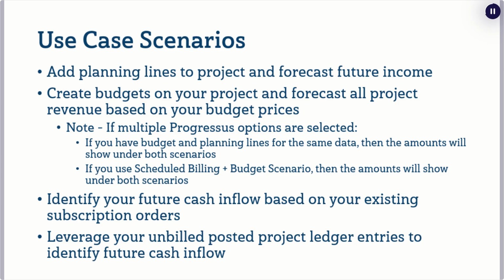One important consideration: if multiple options are selected, some amounts may appear under two scenarios depending on how Progressus is configured. For instance, if you have both budget and planning lines for the same data, those amounts will show under both scenarios. Similarly, using scheduled billing along with the budget scenario will display amounts in both.